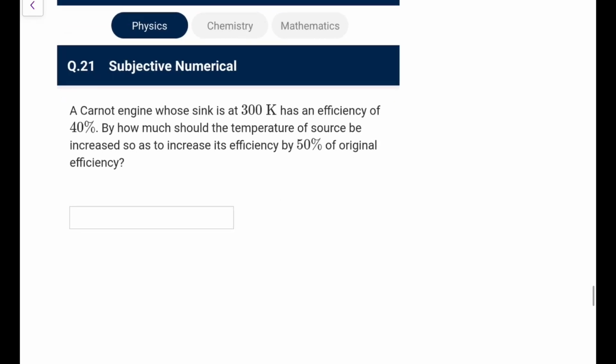Next, Carnot engine whose sink at 300 has an efficiency 40. By how much should the temperature of the source be increased to increase the efficiency by 50% of the original, that means 40 to 60.